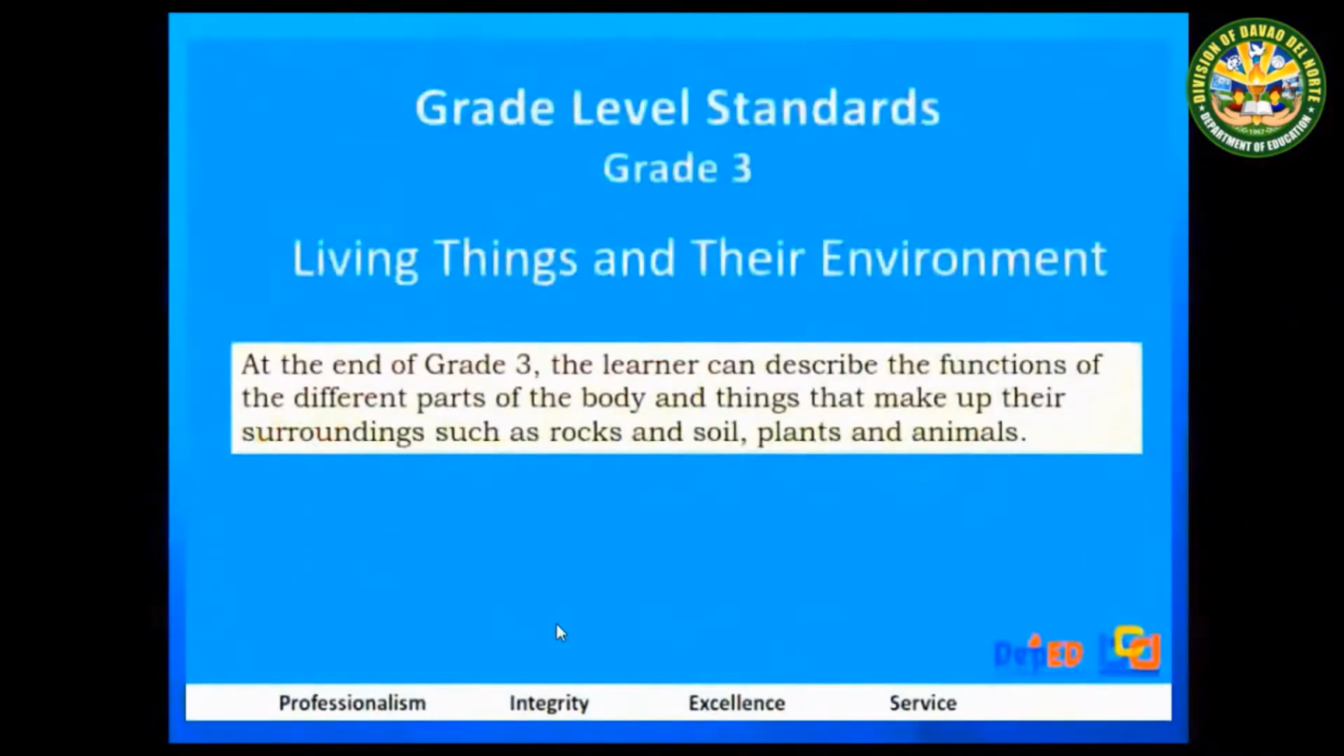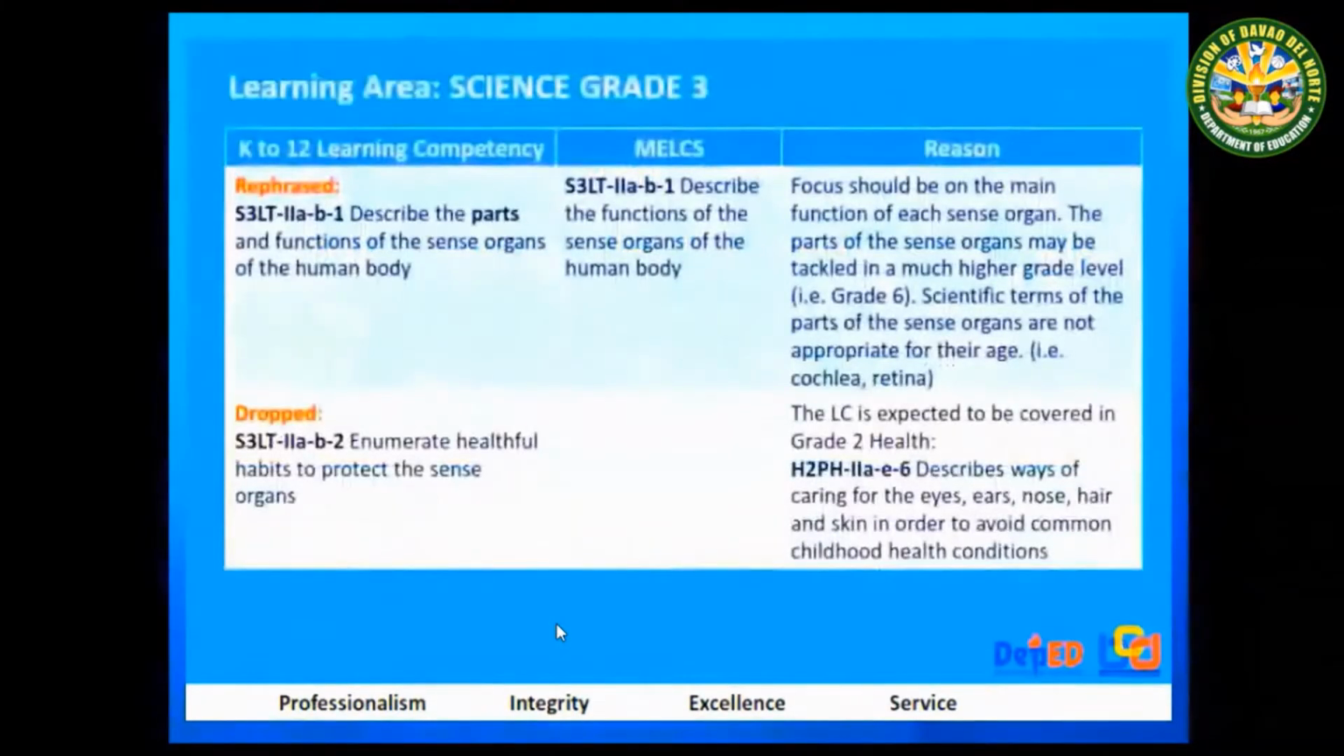For grade level 3 standards, domain living things and their environment. At the end of grade 3, the learner can describe the functions of the different parts of the body and things that make up their surroundings, such as rocks and soil, plants and animals. In grade 3, the first LC was rephrased.